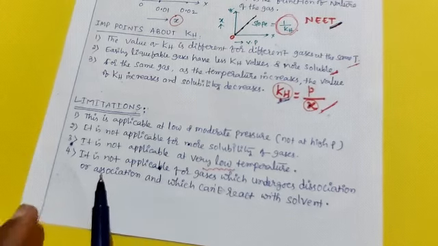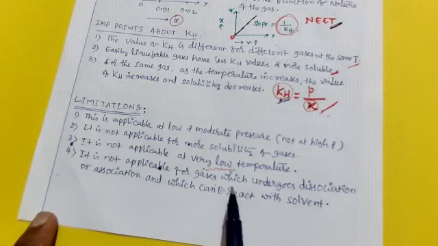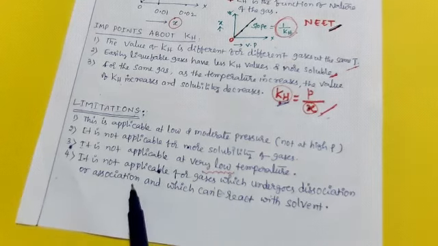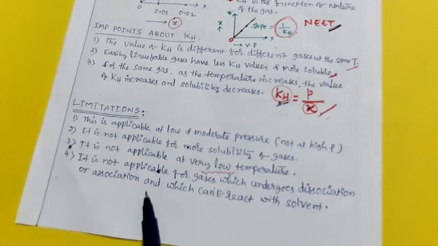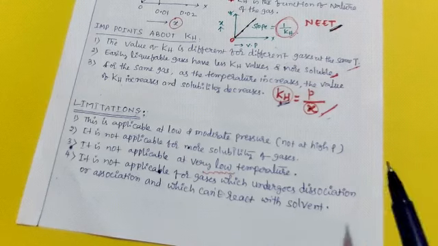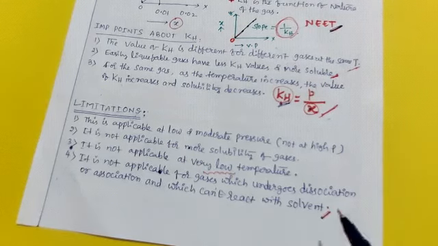Okay, students. It is not applicable for a gas which undergoes dissociation or association. If it dissociates or associates, what happens? They easily react and cannot exert any vapor pressure. This law is also not applicable if the gas reacts with the solvent. These are some important limitations of Henry's law.